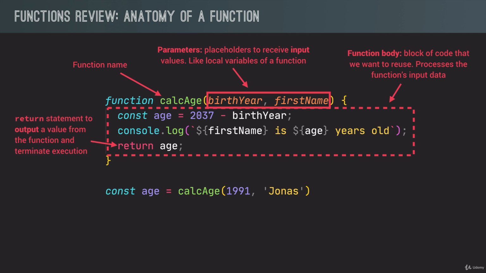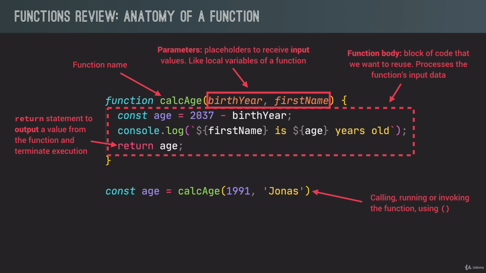Okay, and now about calling the function. We do that using parentheses. So we write the name of the function like we did here with calc_age, and then with the parentheses, we call the function. Because without the parentheses, the function is really just a value. But then with the parentheses, we actually call the function. And we can also say that we run the function, or invoke the function, or execute the function, and all of these terms kind of mean the same thing.